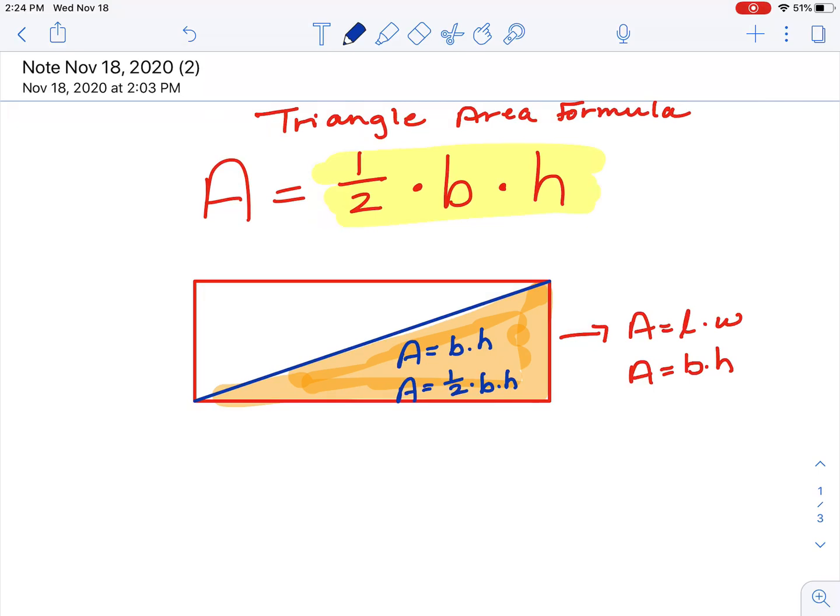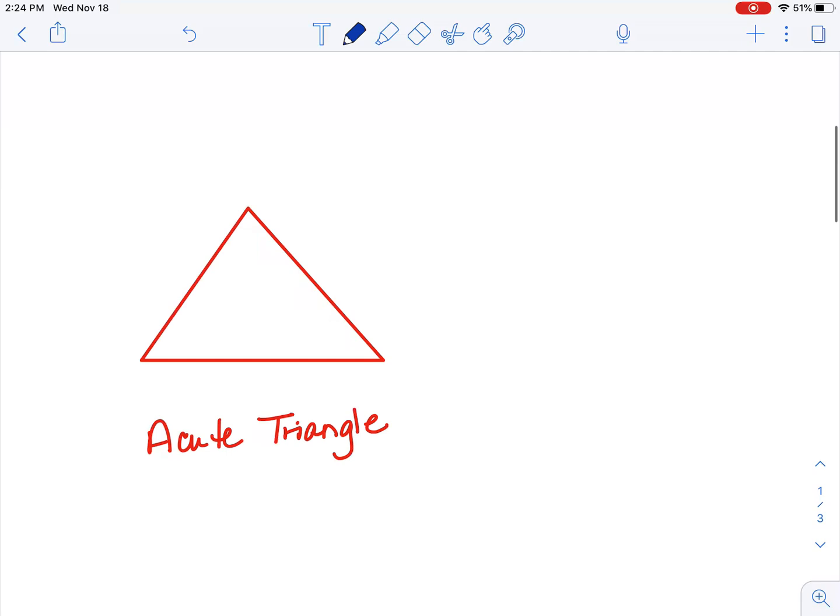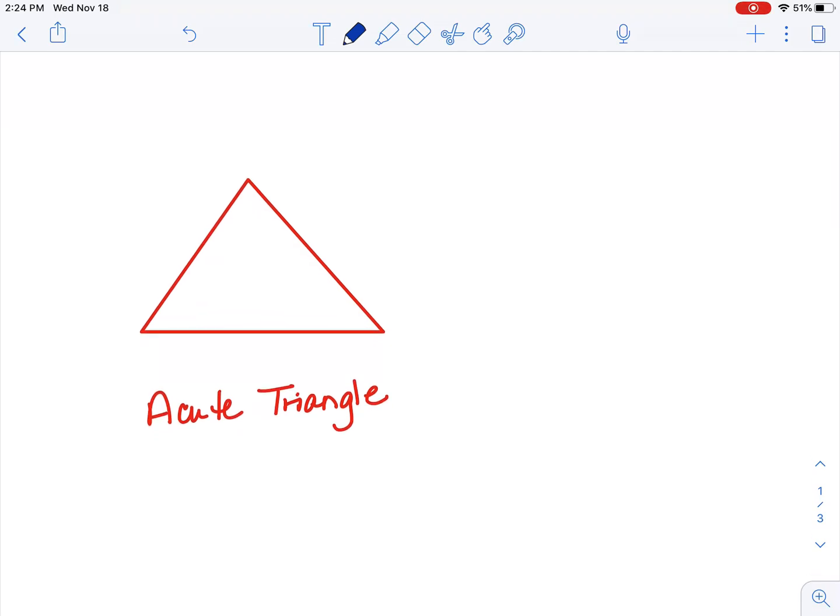That 1/2 is what we call a constant. It is always part of the formula. The base can change depending on the shape. The height can change depending on the shape. But that 1/2 is a constant. Now, there are 3 different types of triangles.